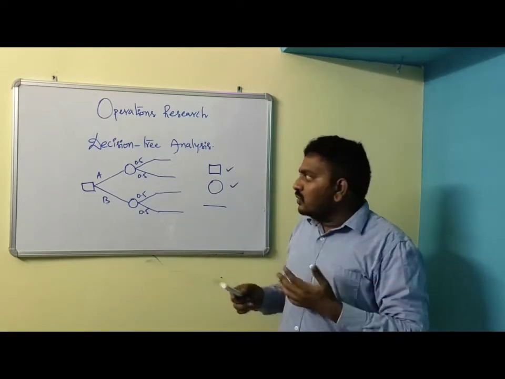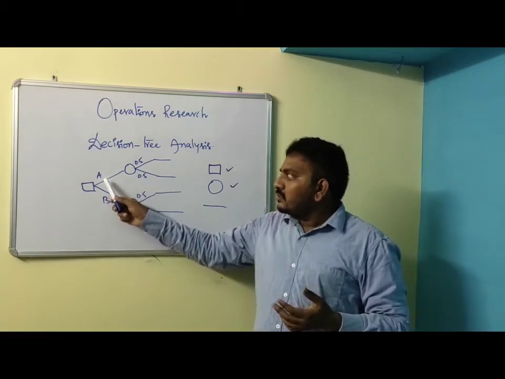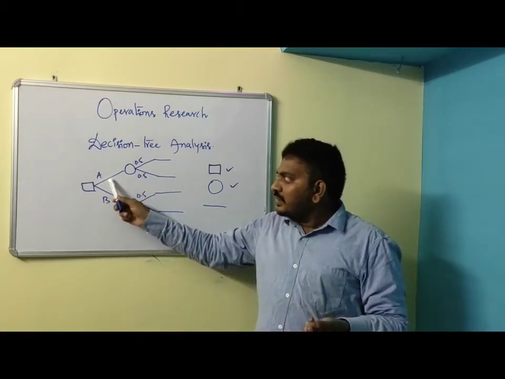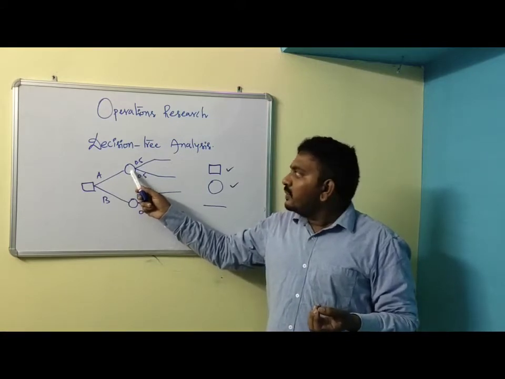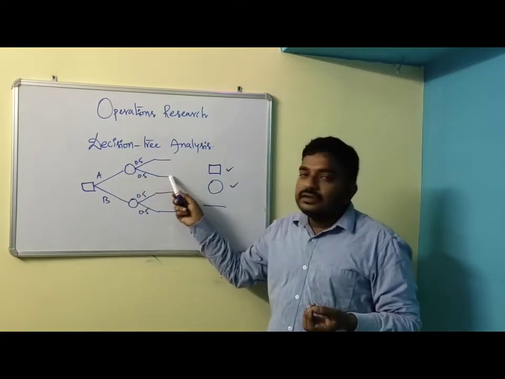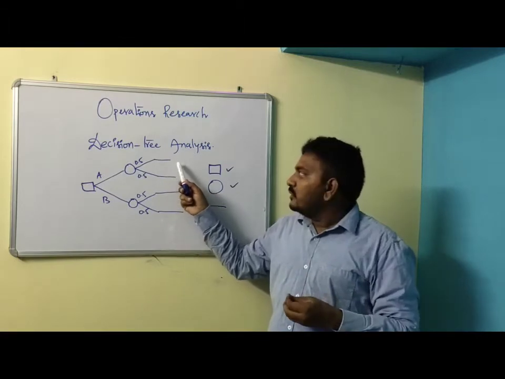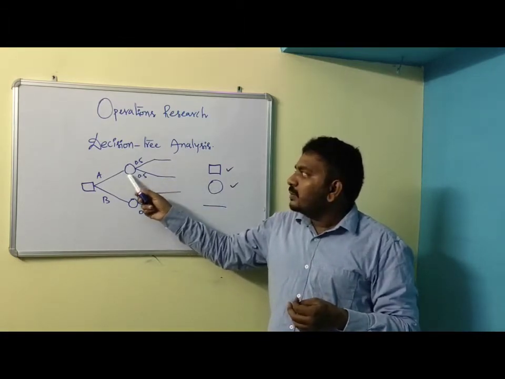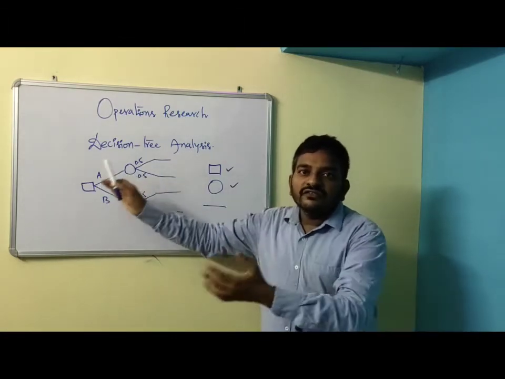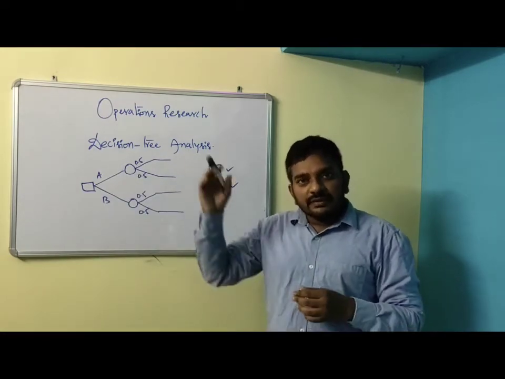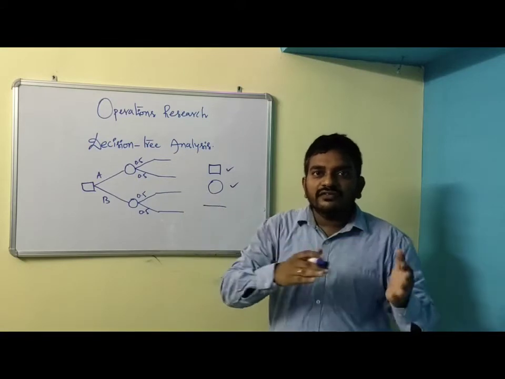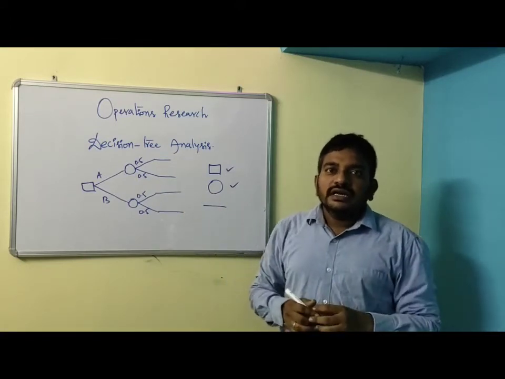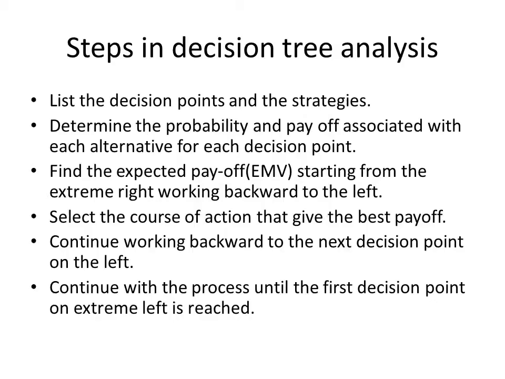In order to know this decision value, I need to know this value. This value might be known when you know these two values. So identify the values over here and pass it to here and pass it to here. That is the right to left approach: the extreme end, the last one you know, and then pass it back. These are the decision tree analysis steps.